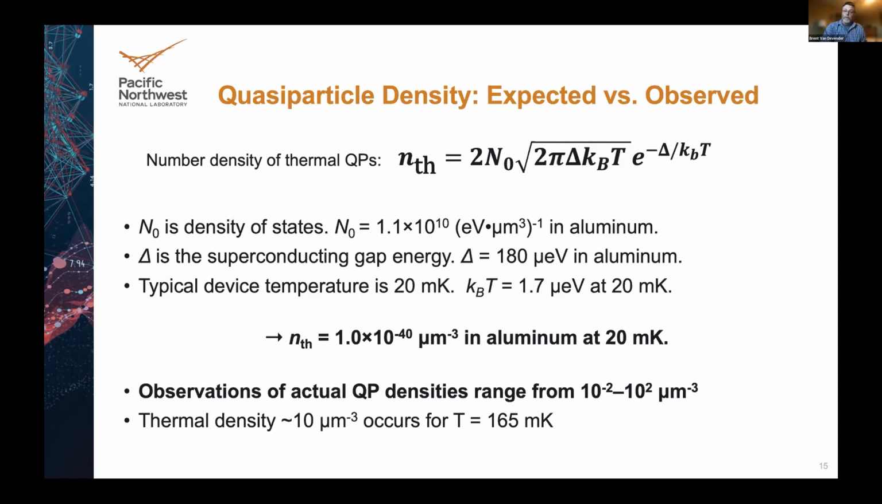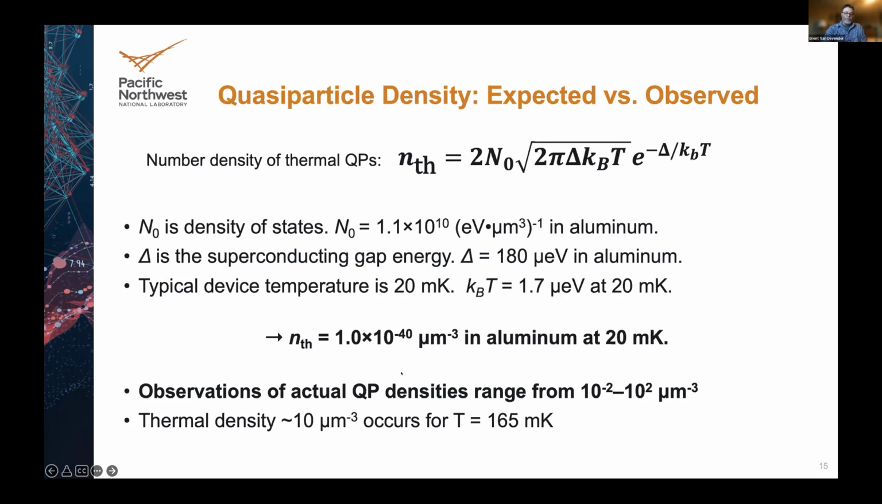That's 180 micro-electron volts above the transition energy of the qubit itself. And then kT, k is Boltzmann's constant, T is the temperature. Typical temperatures are 20 millikelvins. kT, the mean thermal energy at that temperature, is 1.7 micro-electron volts. And then there's this suppression factor, e to the negative delta over kT, which gives you exponential suppression as the temperature goes down. Plugging in all the numbers, you find that the quasi-particle density you expect just because of the temperature of the device is 10 to the minus 40 per cubic micron, which is vanishingly small. That's basically none at all.